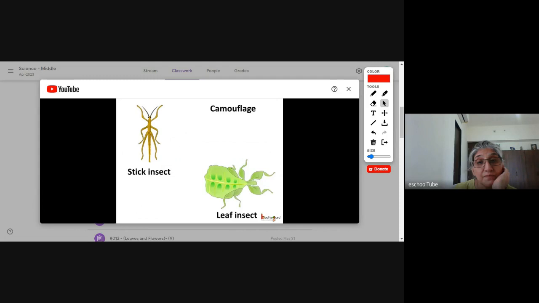Few animals use camouflage, that is, merge with their surroundings with the help of their shape and color to protect themselves. For example, the stick insect is so thin and like a stick that it is hard to see it against the tree bark. And then there are leaf insects. A leaf insect just looks like a leaf, hence it is able to hide itself easily in the plants.